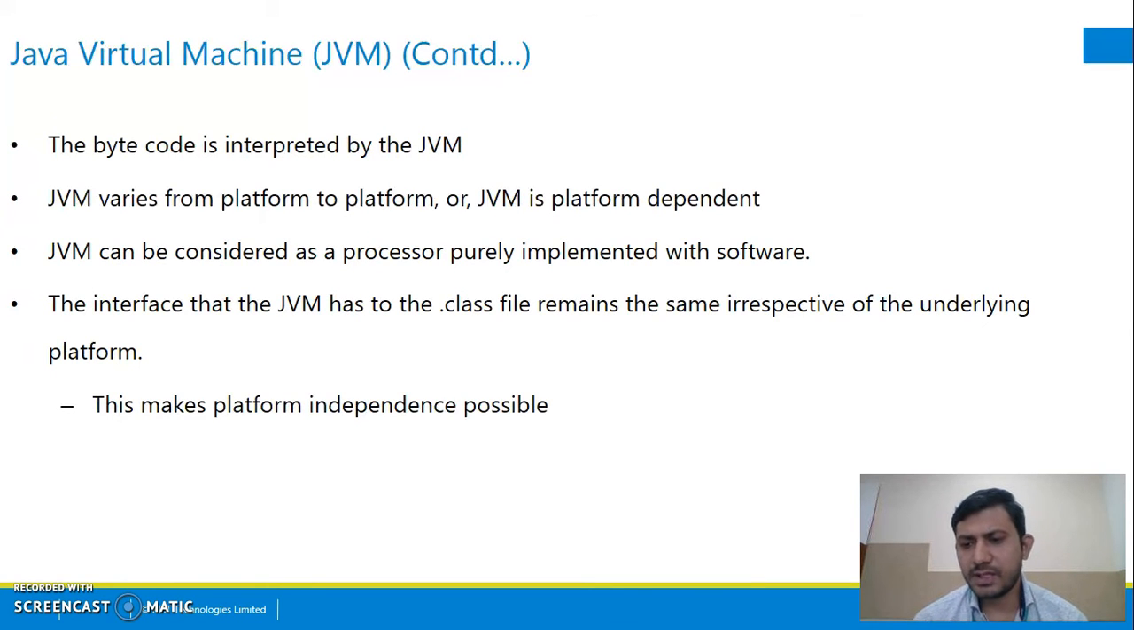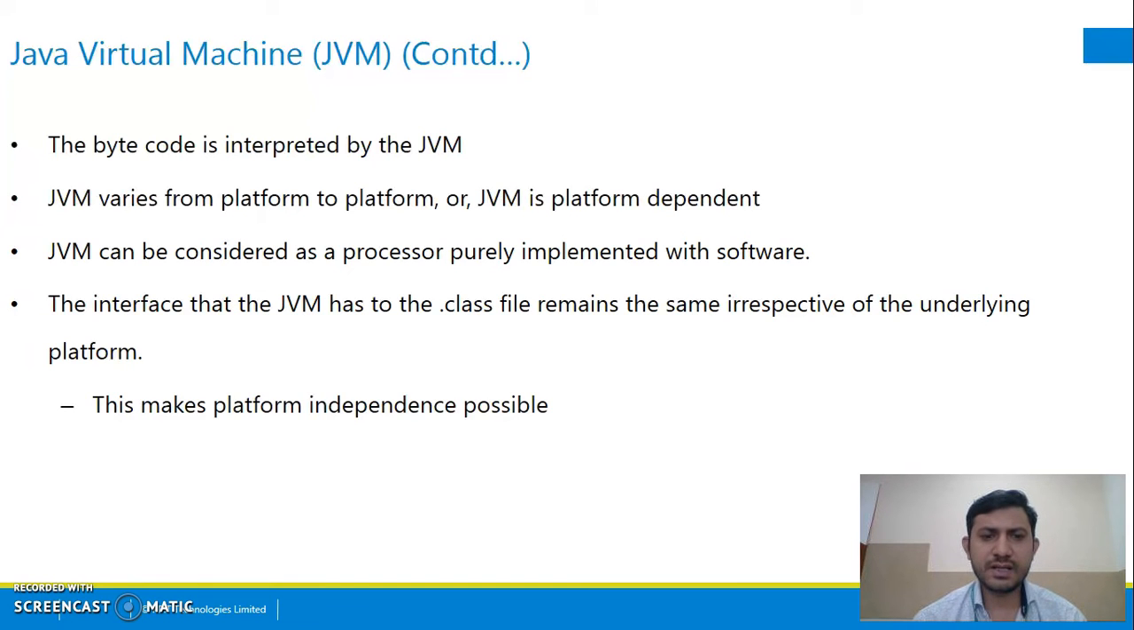So once we get the bytecode, the .class file is then given to JVM, that is Java Virtual Machine, and JVM will interpret that bytecode and will give the result. So JVM varies from platform to platform, or JVM is platform dependent. So we will get a different JVM for different platform. So JVM can be considered as a processor purely implemented with the software.